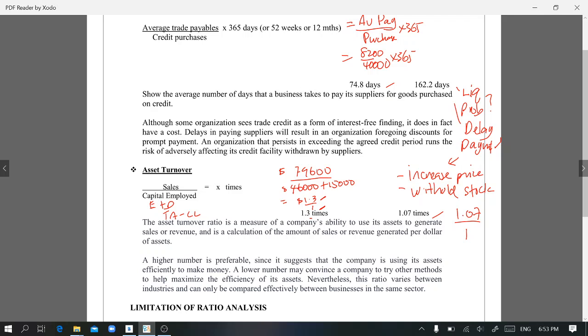So why we call it asset turnover? Because capital employed can also be total asset minus current liability. That is why this is actually part of your asset. So $1 invested in your asset, you make $1.30 sales. Higher is better. Is it okay? So you have all this formula to measure the company's performance.